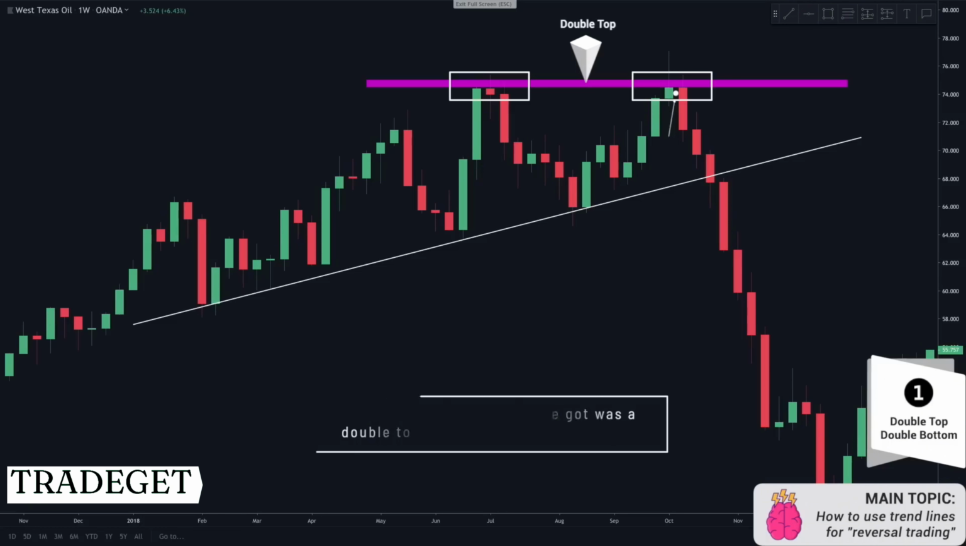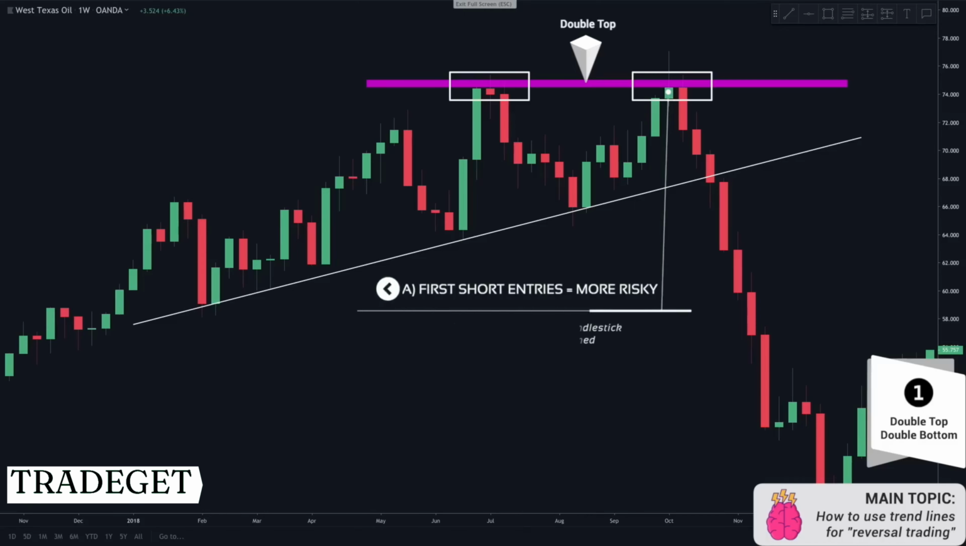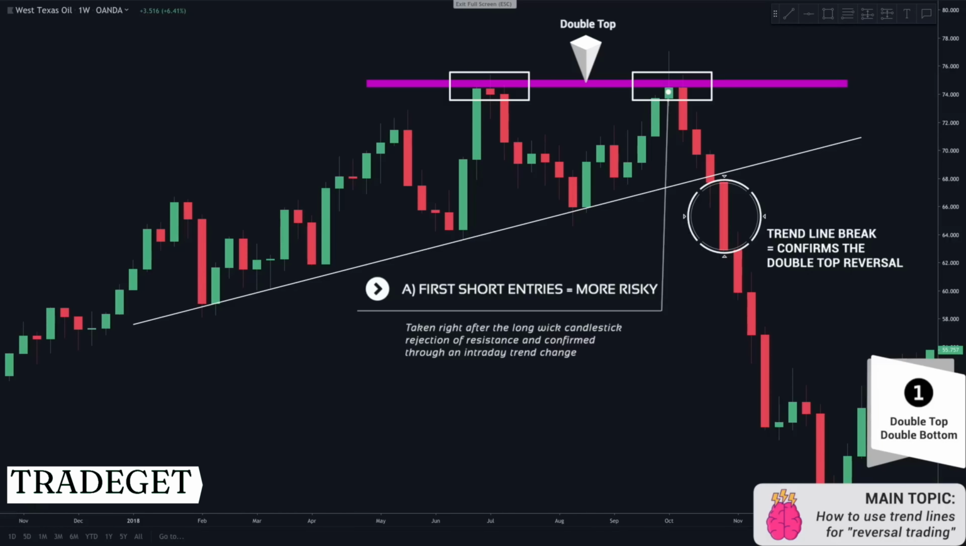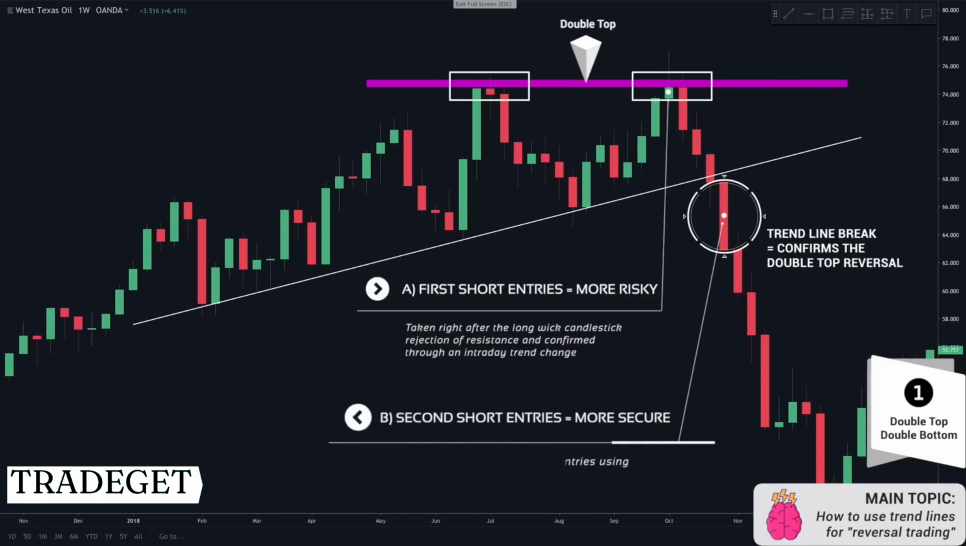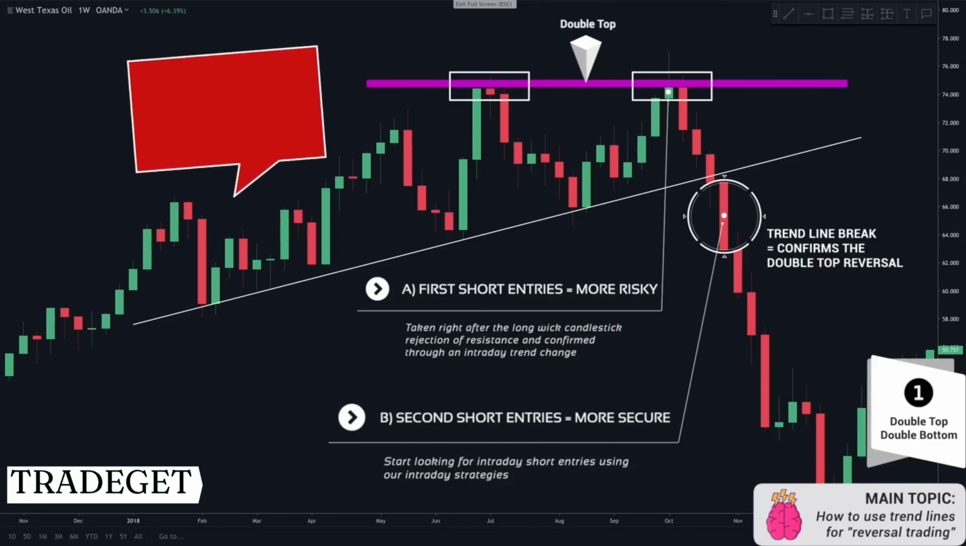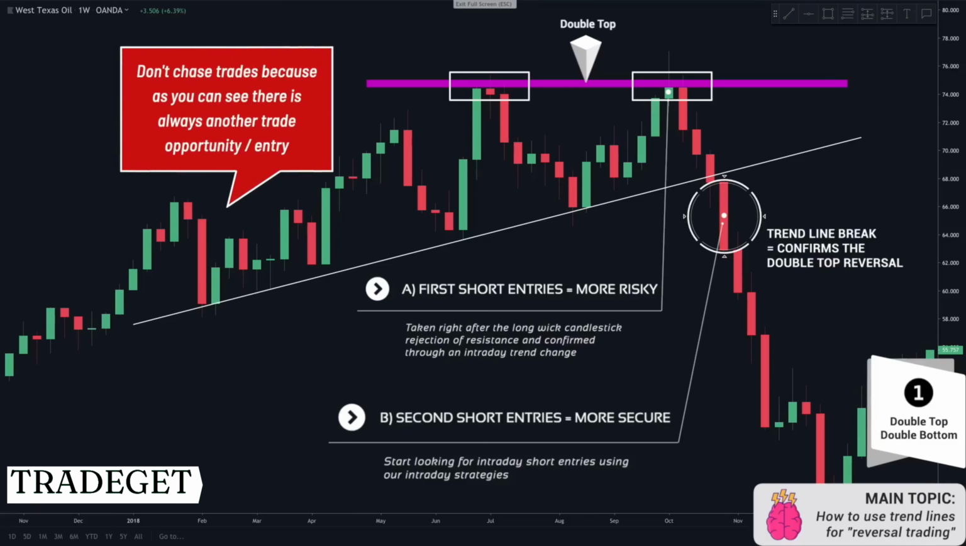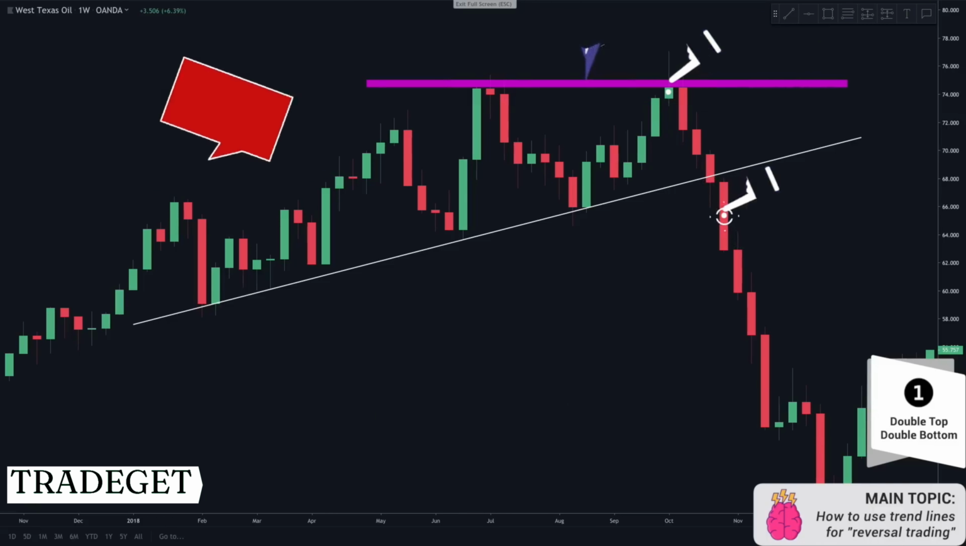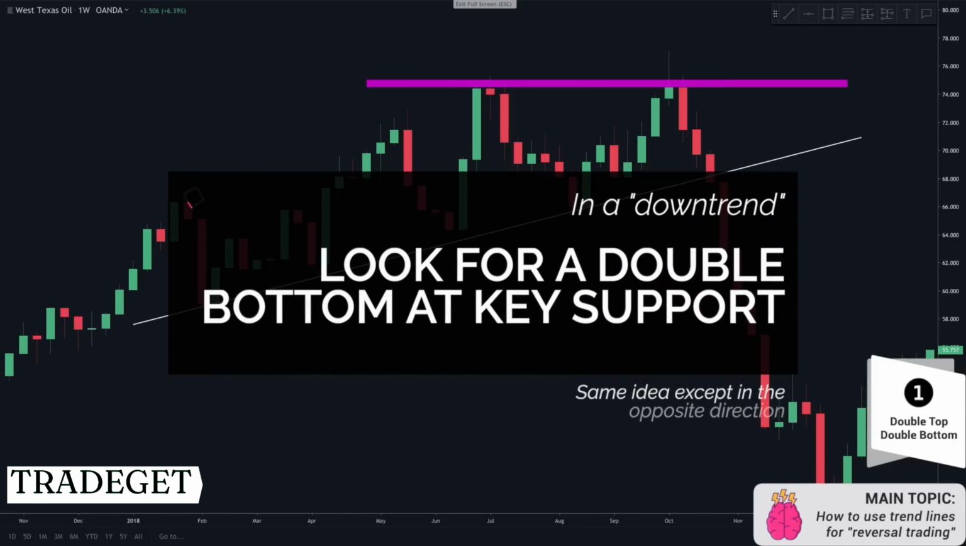Now, if you have seen our previous videos, evidently many traders would have taken a trade right at this long wick candle rejection of resistance and then waited for an intraday trend change. But for more secure traders, what you can do is wait for the trendline break to confirm that the uptrend is over. This is also a good example of why you should never chase trades, as you had trade opportunities right at the double top, but also had opportunities to enter through a breakout strategy after the trendline break. Now, if this were a downtrend, you would look for a double bottom.